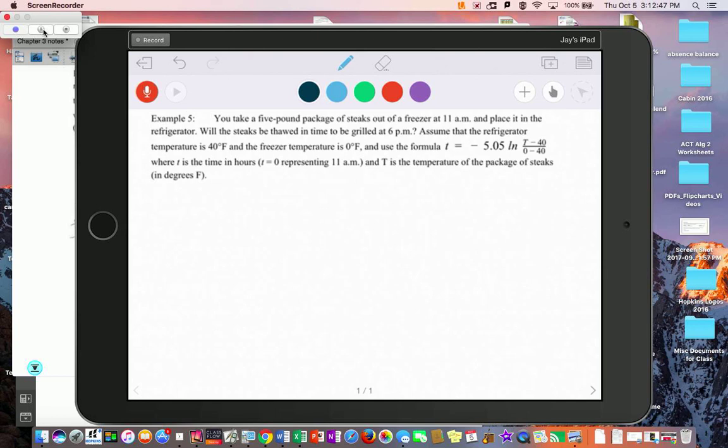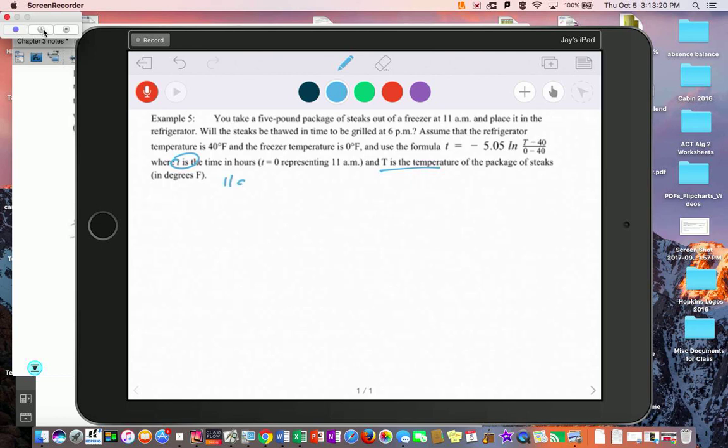All right, so the last problem is talking about using the law of cooling. You take a 5-pound package of steaks out of a freezer at 11 a.m. and place it in the refrigerator. Will the steaks be thawed in time to be grilled at 6 p.m.? Assume that the refrigerator is 40 degrees and the freezer temperature is 0 degrees. Use the formula. They give you everything. Big T is the temperature. Little t is the number of hours.